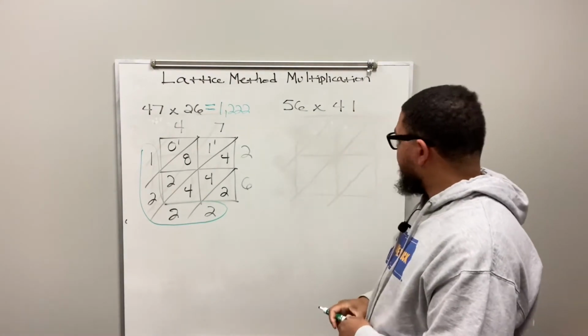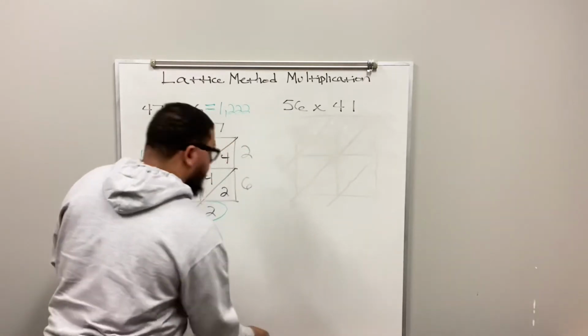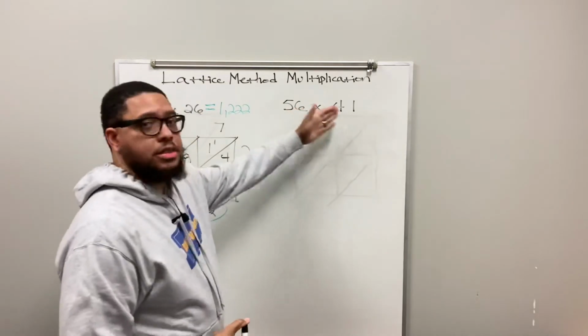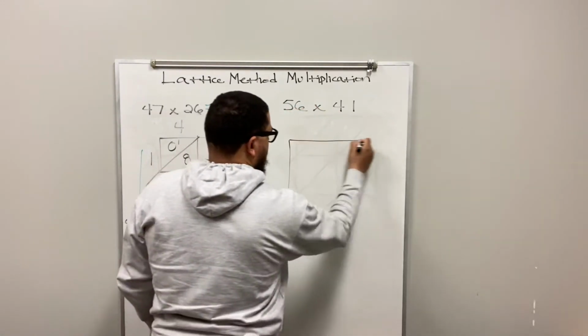All right, let's do the same thing over here. All right, that was just to warm us up. All right, so now 56 times 41. Let's do the same thing. Draw the box.